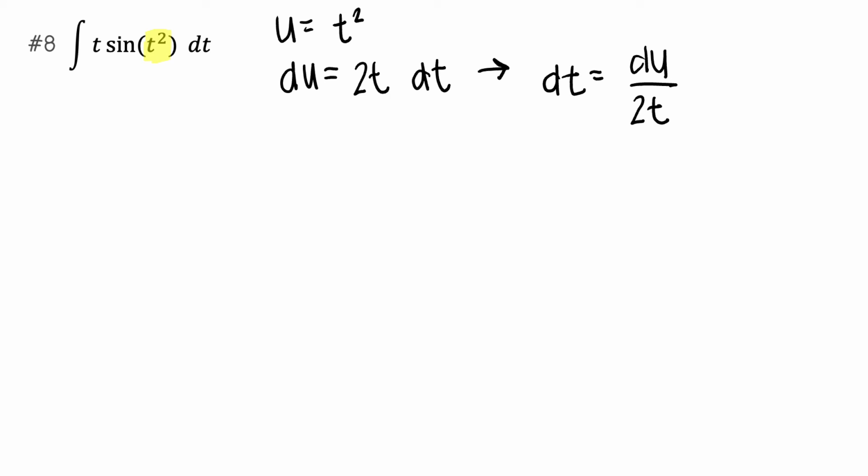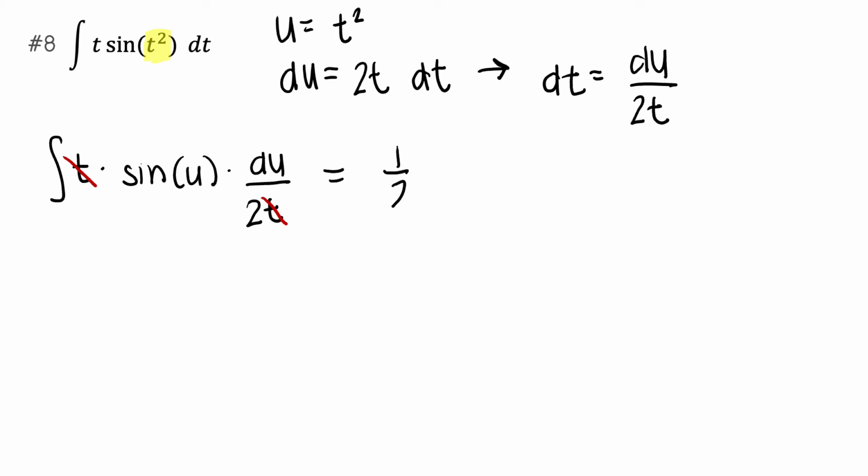Now that we've identified each of those pieces, we can go ahead and rewrite our integral, keeping our original t. Now we have the sine of u, and then replacing dt with du over 2t. The t's cancel, just leaving us with this 2 in our denominator, so I'm going to rewrite this as 1/2 times the integral of sine of u du.